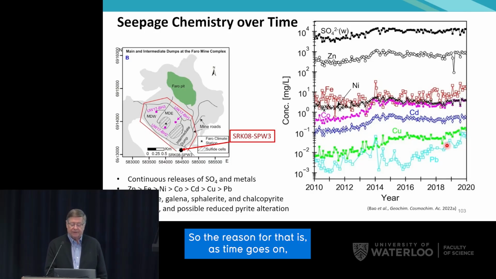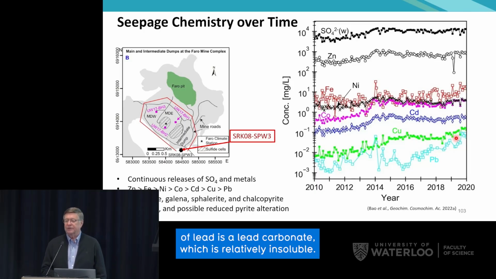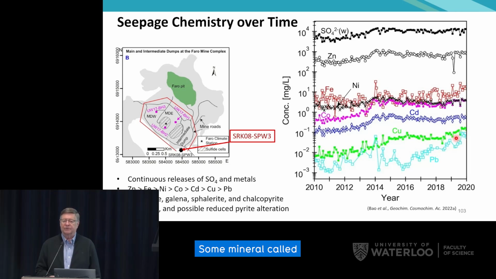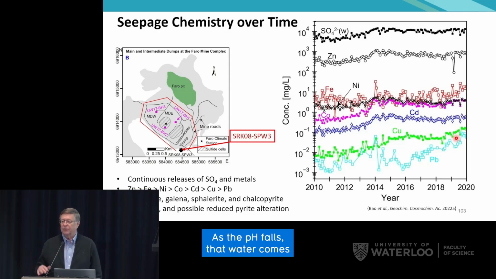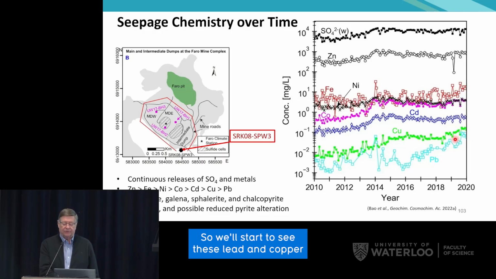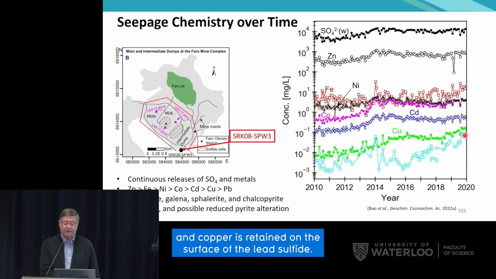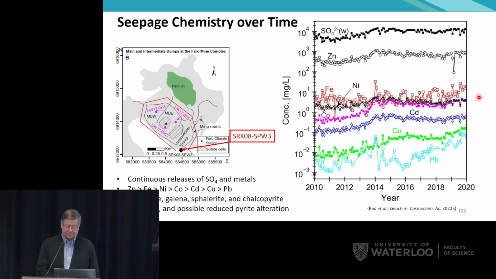The reason for that is as time goes on, initially the mineral that controls the concentration of lead is a lead carbonate, which is relatively insoluble. It's a mineral called cerussite that retains low concentrations of lead in the effluent. As the pH falls, the water becomes undersaturated with respect to the lead carbonate, it dissolves, and it's replaced by a lead sulfate, which is much more soluble. Copper is retained on the surface of the lead sulfide. So we'll start to see those concentrations rise more quickly than the other metals.